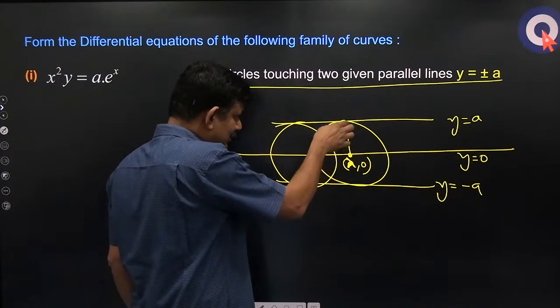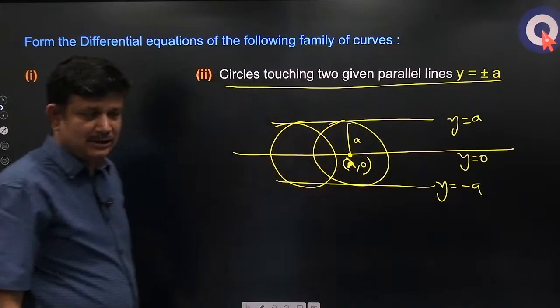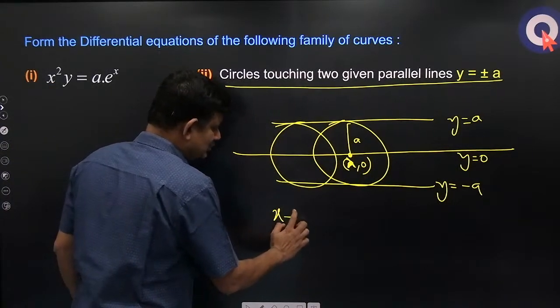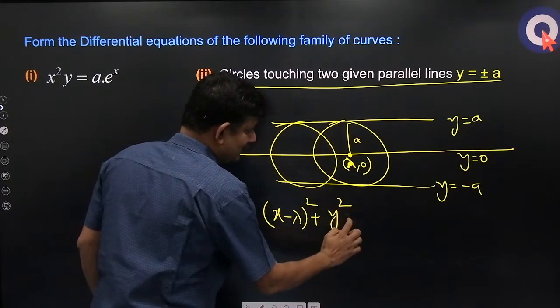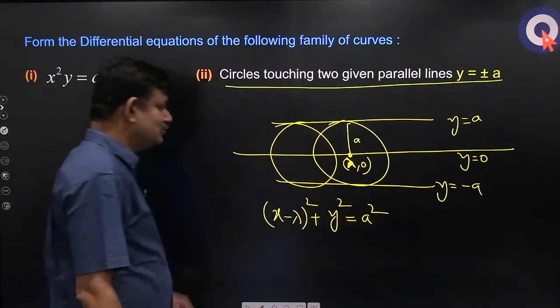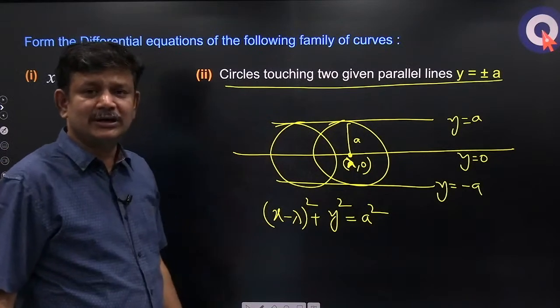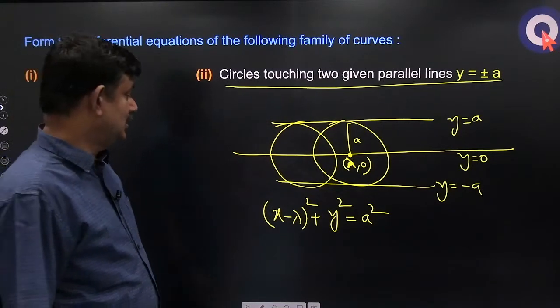रेडियस कितना है? ये दोनों लाइंस के बीच में डिस्टेंस कितना होगा? ये भी ये है. So what will be the equation of the circle? (x minus lambda) whole square plus y square is equal to a square. So how many arbitrary constants are there here? There is only one arbitrary constant, lambda.